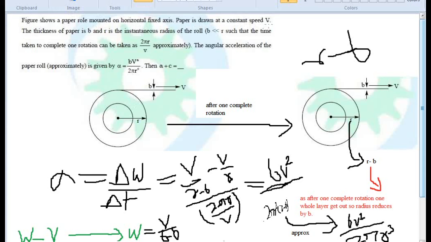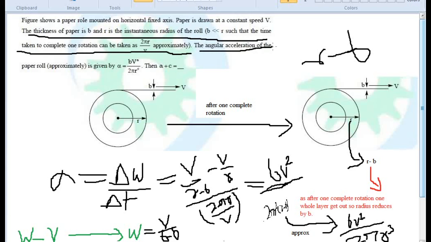Paper is drawn at constant speed v. The thickness of paper is b, and r is the instantaneous radius of roll. b is very small than r, such that the time taken to complete one rotation can be taken as 2 pi r upon v approximately. The angular acceleration of the paper roll is given by alpha is equal to b into v to the power a upon 2 pi r to the power c. Then find a plus c.